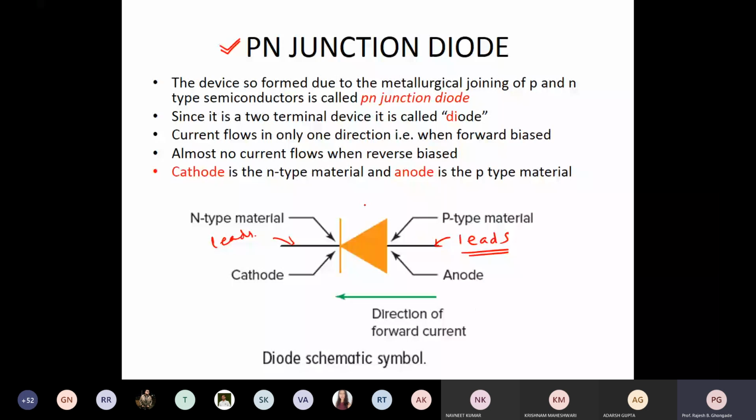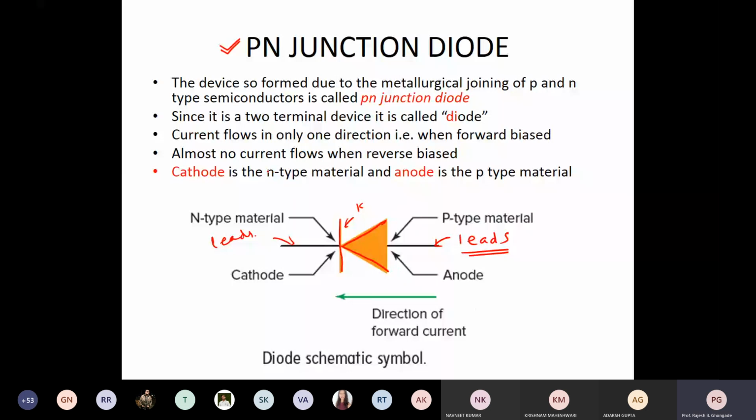Please look at the symbol very carefully. Okay, so this is the direction of the current flow. So you can see here that there is some sort of an arrow here. Okay, so this actually indicates the current flow direction. Okay, this indicates the cathode. So this line over here indicates the cathode, which is nothing but the N-type material, and the anode, which is the P-type material. So current flows from P-type to N-type. Please remember this carefully.